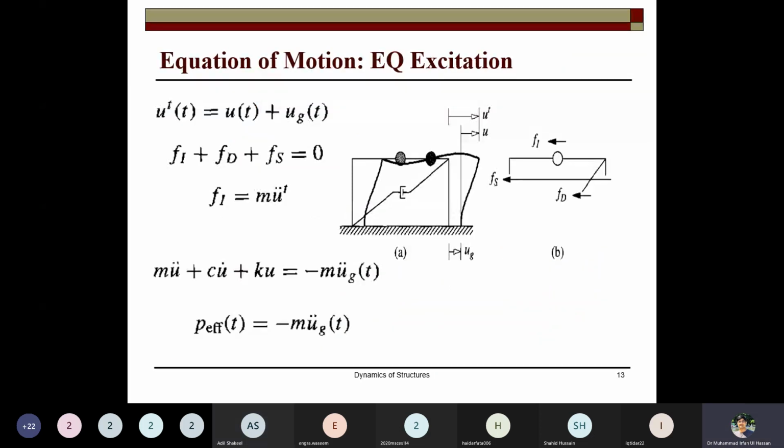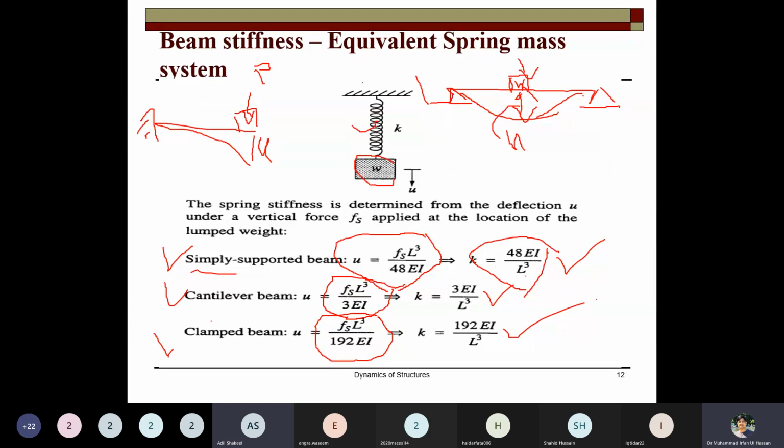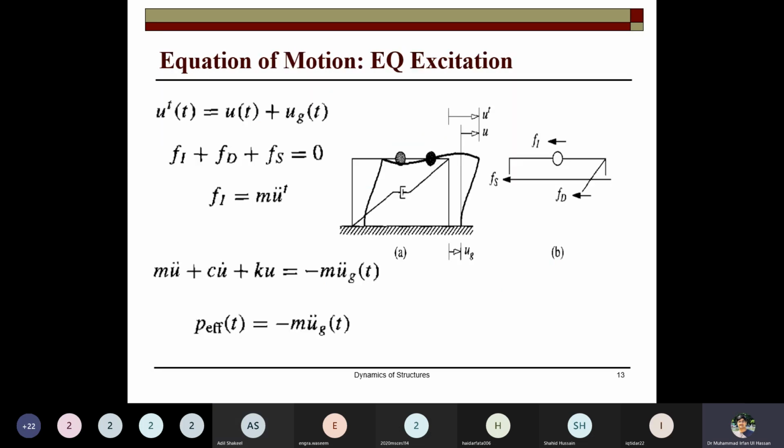Now the next one is developing the equation of motion for the system which is under earthquake excitation. What will happen to the system under earthquake excitation? There is no force on the top, but only the ground acceleration at the bottom, ground displacement. Because due to the earthquake load, what happens? The ground displacement is there.